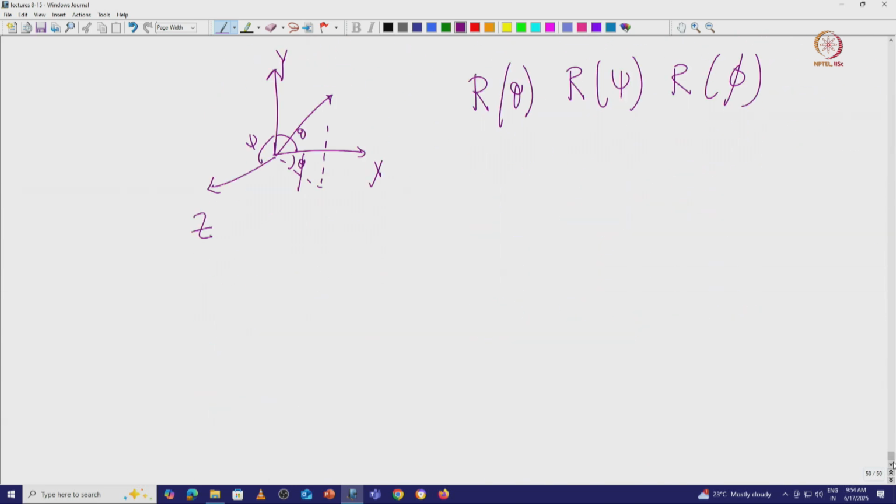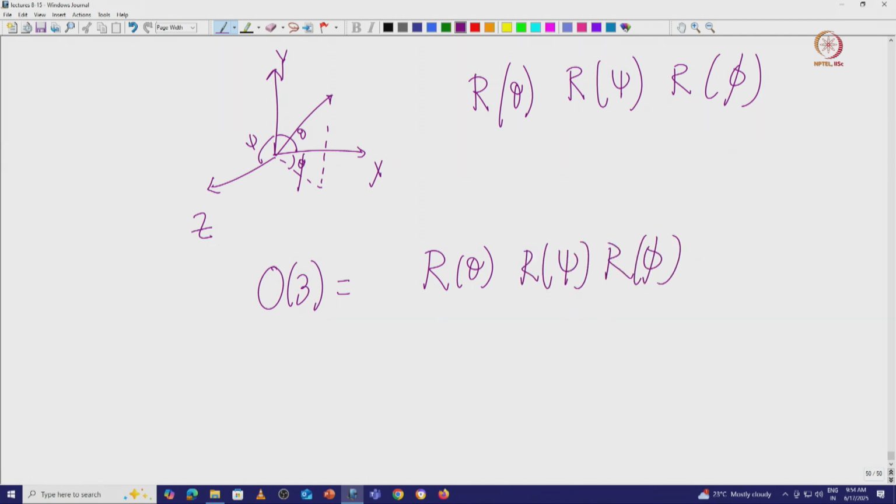Now the point is that a general SO(3), or O(3), group element is a product of some r theta, r psi and r phi, but the order matters. Okay, the order matters.